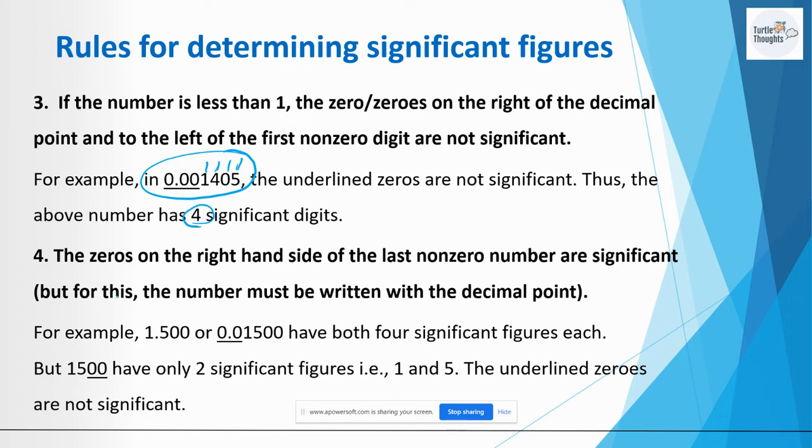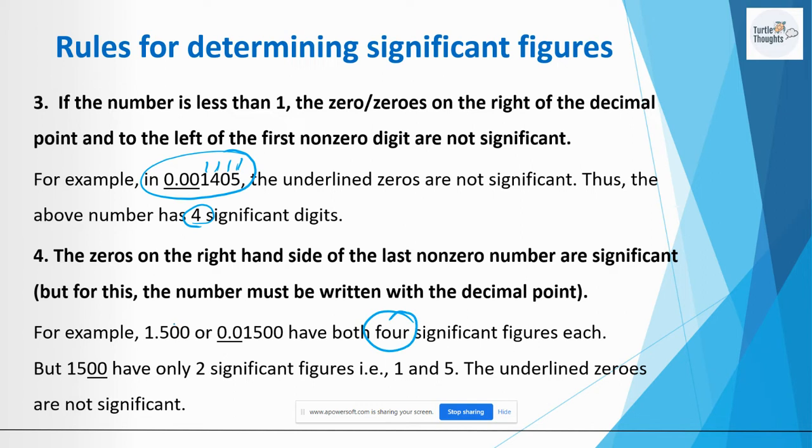Rule number 4: zeros on the right side of the last non-zero number are significant. But there is an exception for this. The number must be written with a decimal point. Let us take an example for this. If we have 1.500 or 0.01500, both will be having the same number of significant figures, that is 4.